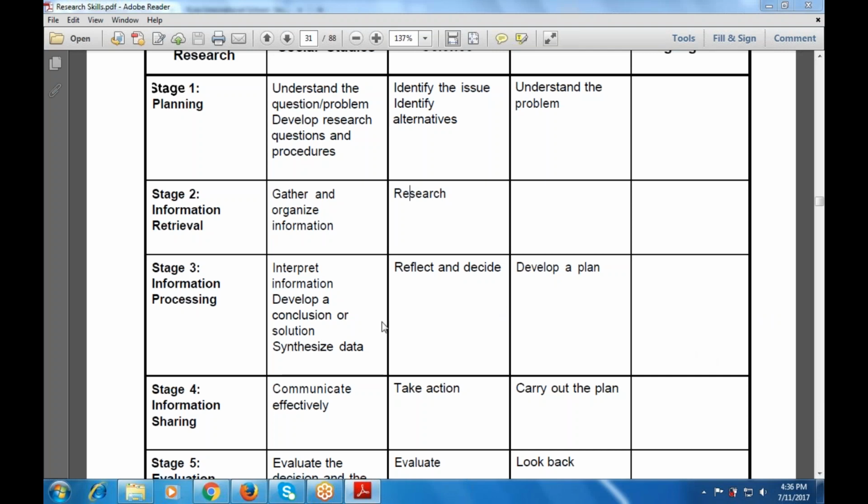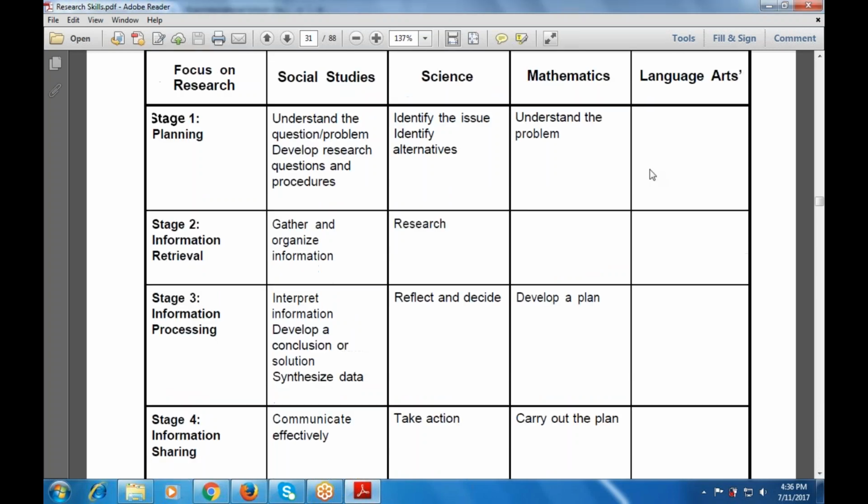Processing includes how we can interpret the information, develop a conclusion or the solutions or synthesize the information, reflect and decide, develop a plan for understanding the problem. So how we can interpret, how we can use the relevant information, how we can develop a conclusion or the solution of the synthesized data. Then next is how we can reflect, how we can decide.